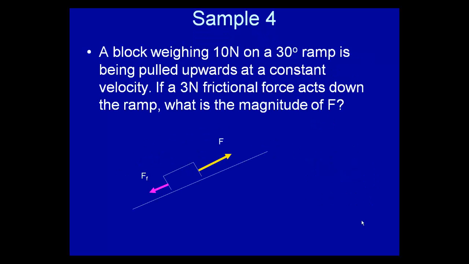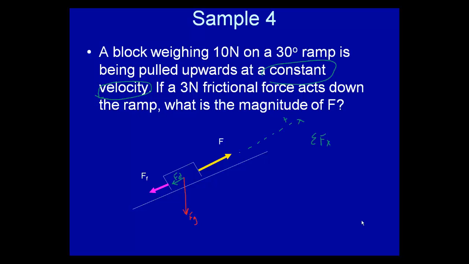A block weighing 10 newtons on a 30-degree ramp is being pulled upward at a constant velocity. If a 3 newton frictional force acts down the ramp, what is the magnitude of F? So what I'm looking for is F. I must know everything else. So let's draw. And again, constant velocity tells me something. It tells me there's no acceleration. Now I have Fg acting down. What I'm really concerned with is Fd, which is the part of weight that's acting down the ramp.